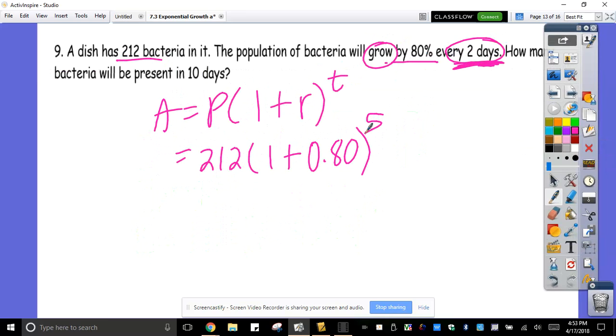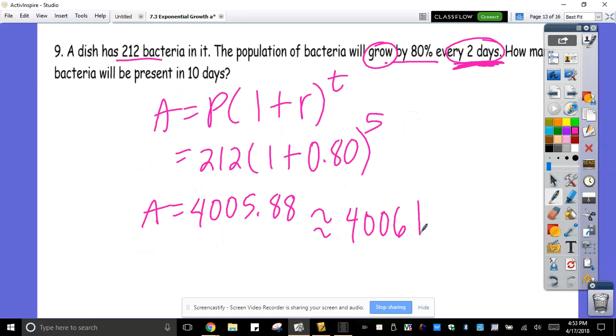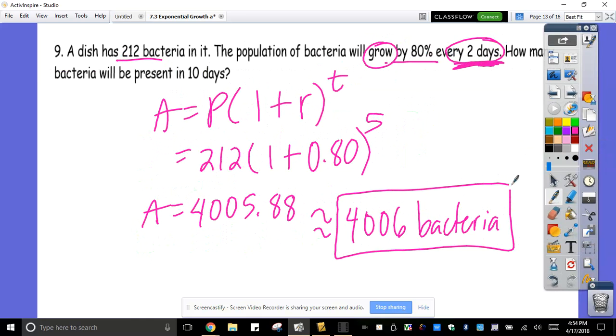So 1.8 raised to the 5th power times 212. That gives us 4,005.88, or 4006 bacteria after 10 days.